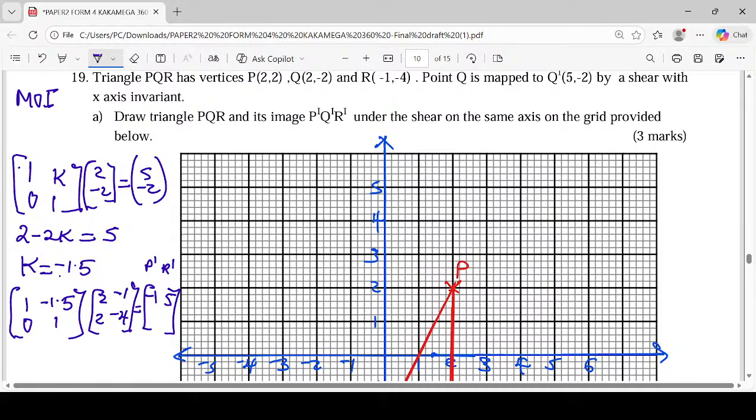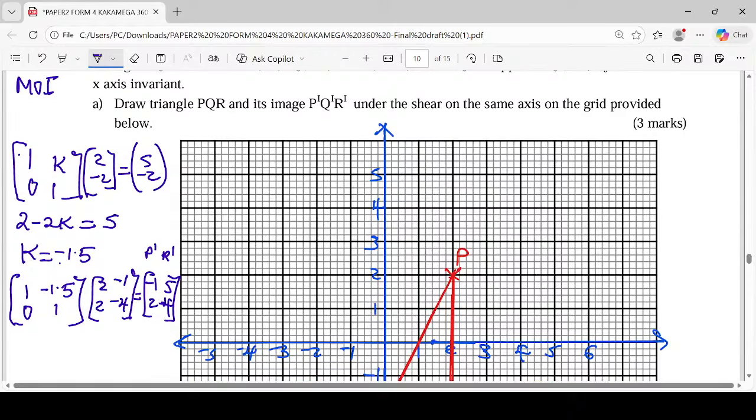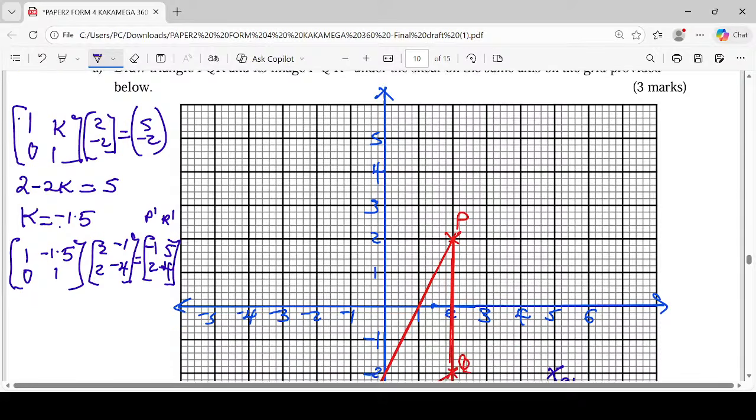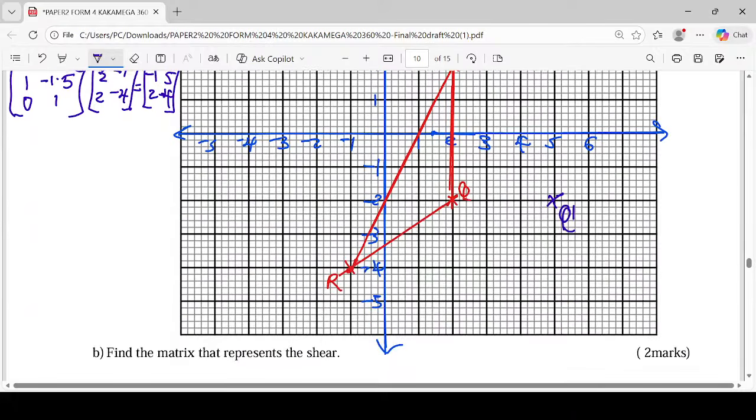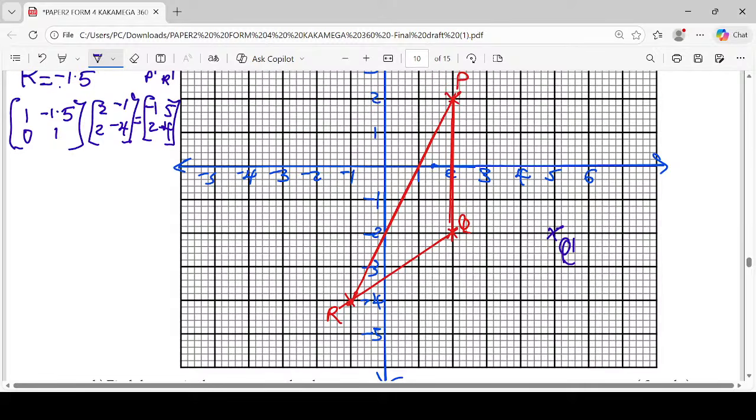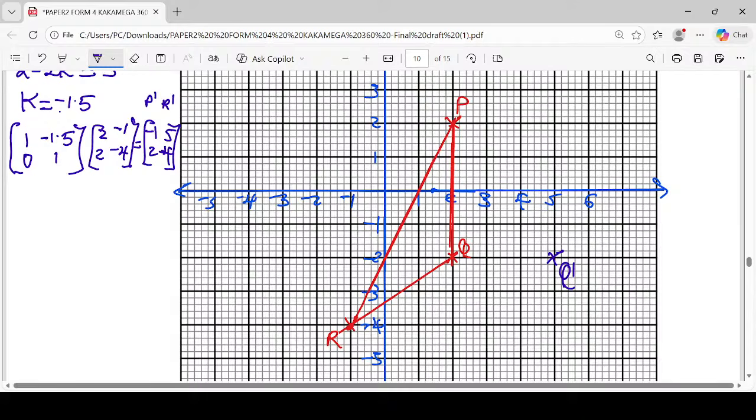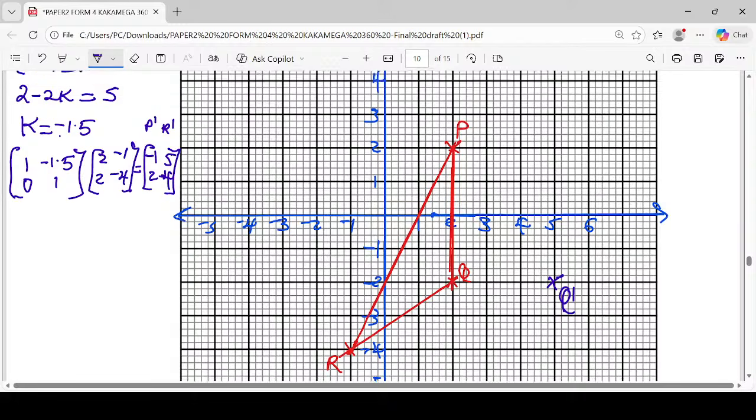Go to the lower values. 0 times 2 is 0, plus 1 times 2, that is 2. 0 times negative 1 is 0. 1 times negative 4, that is negative 4. So it means that our P prime is going to be negative 1, 2. P prime, negative 1, 2. So my P prime, where is negative 1, 2?